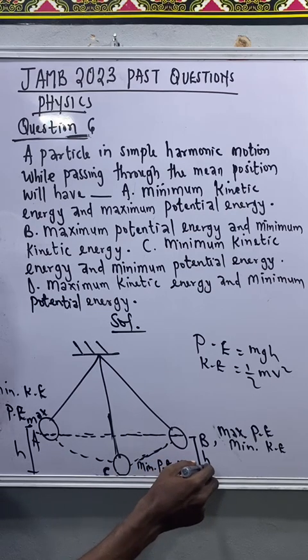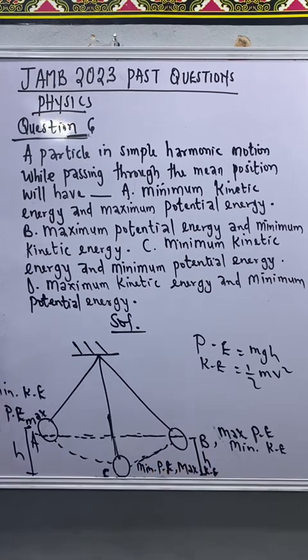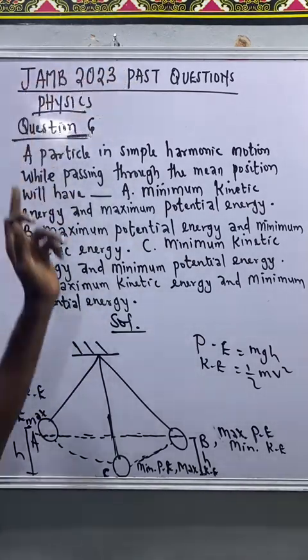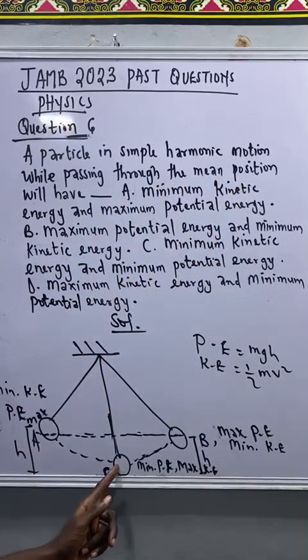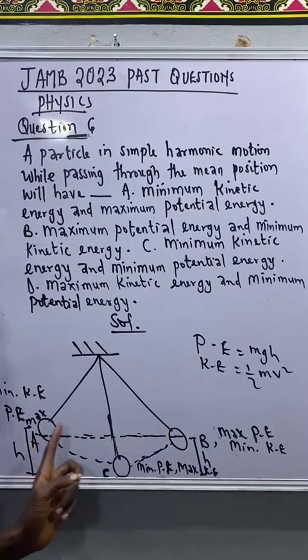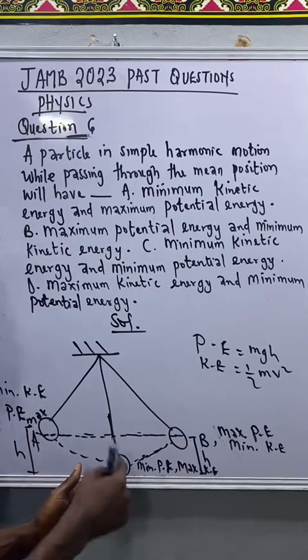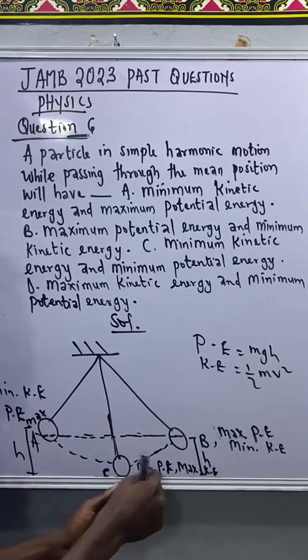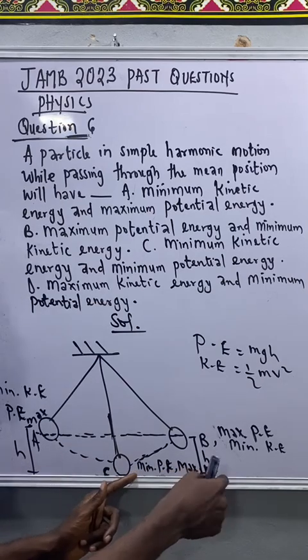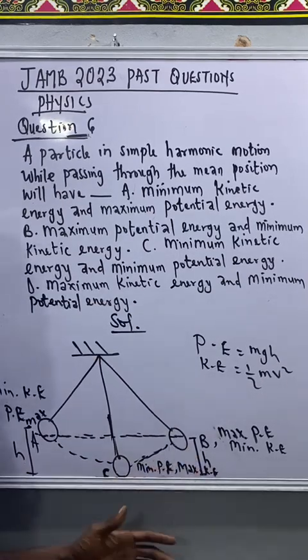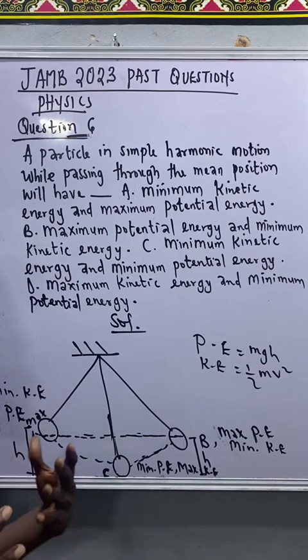That's maximum kinetic energy. So to answer this question, the question is saying when the particle passes through the mean position, this is the mean position. Points A and B are not the mean position. Point C is the mean position. So what happens there? We have minimum potential energy and maximum kinetic energy.